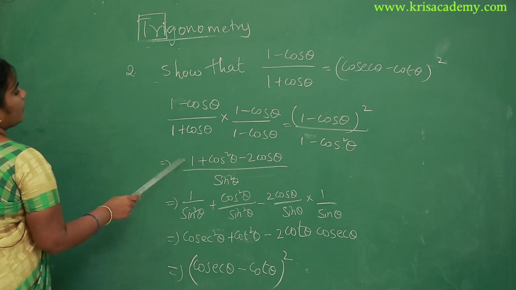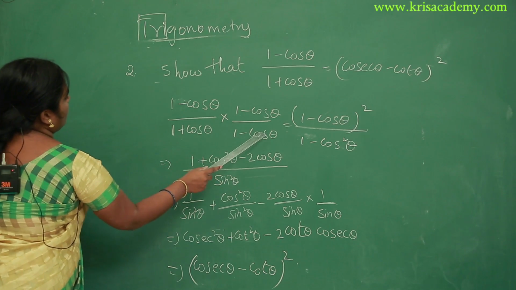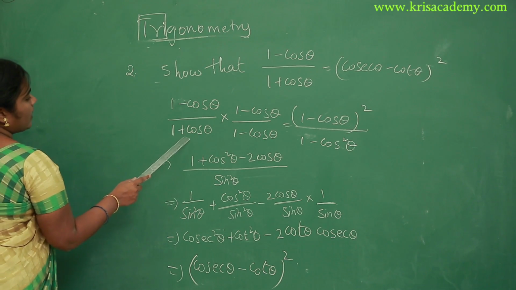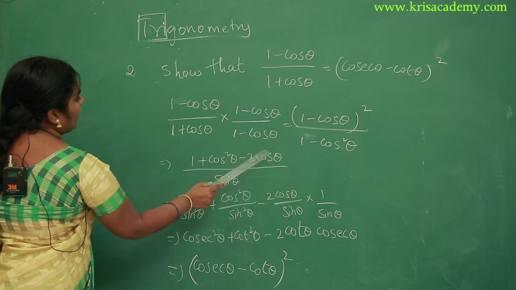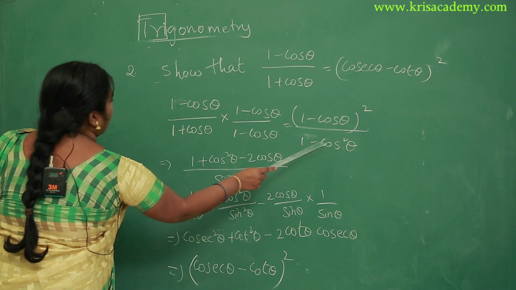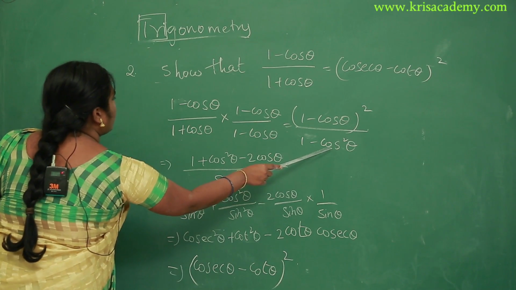Now take the denominator: (1 plus cos theta) into (1 minus cos theta). This is looking like (a plus b) into (a minus b), which is a square minus b square. 1 square is 1 only. So b square is nothing but cos square theta.